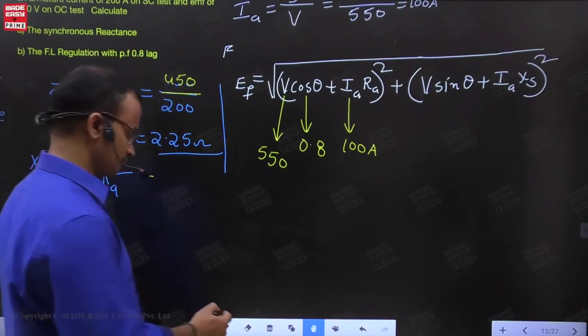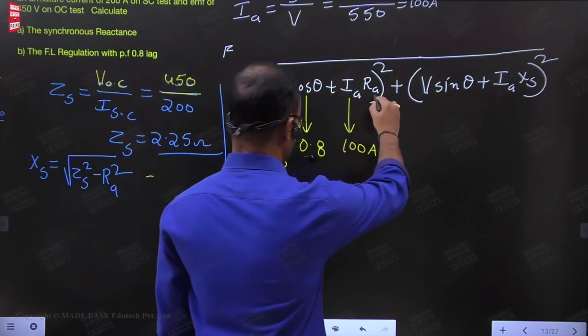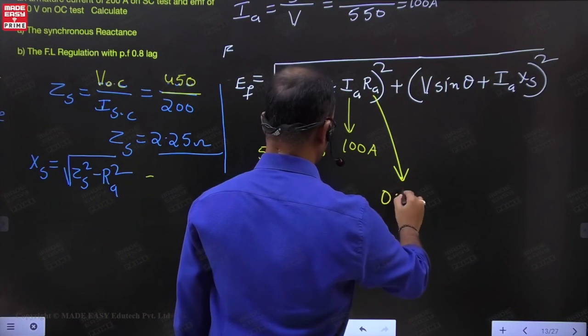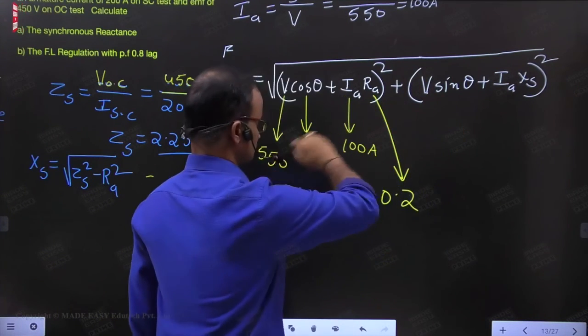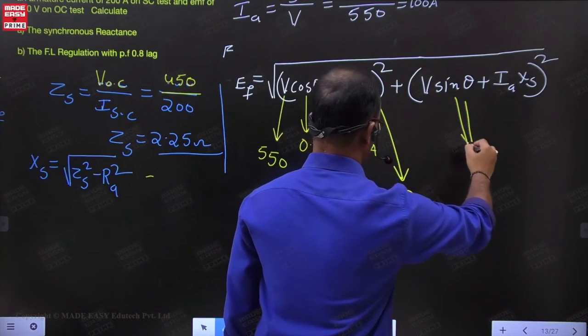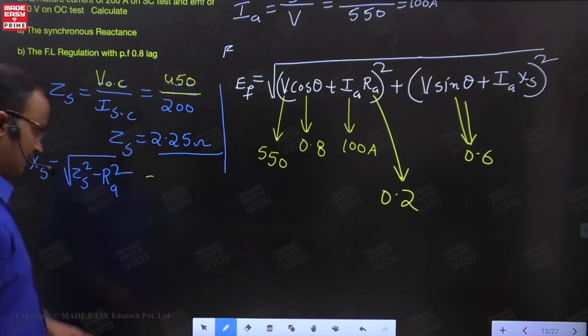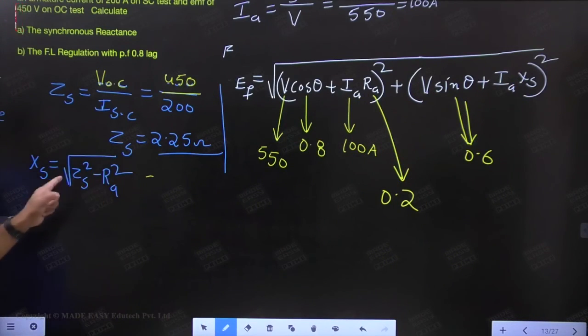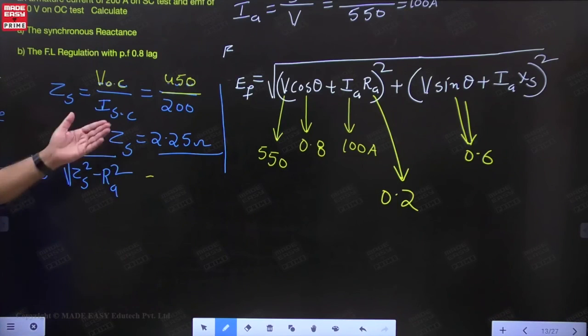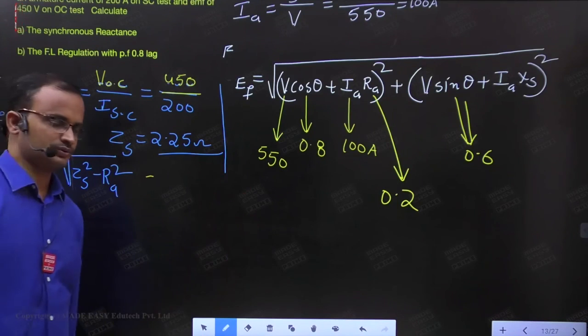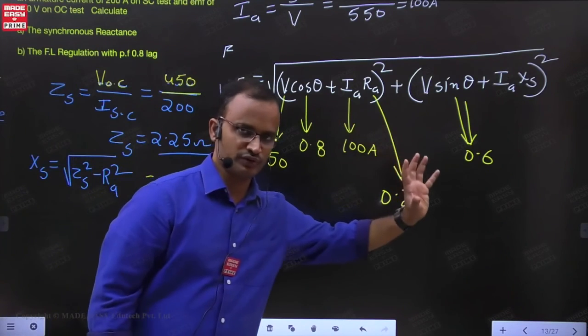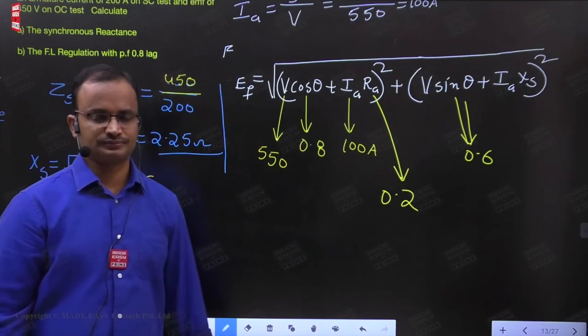Armature resistance known. What is the armature resistance? 0.2. Now V is known. What about sin theta? It becomes 0.6. Armature current पता है. Excess value we can get from this. Substitute करो. By simplifying this, can you find out the induced voltage? Check करो.